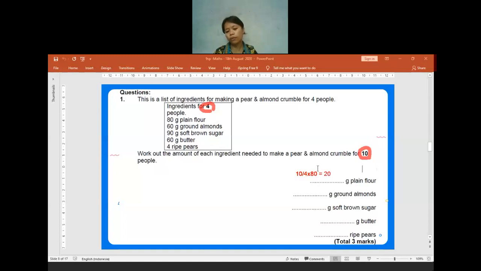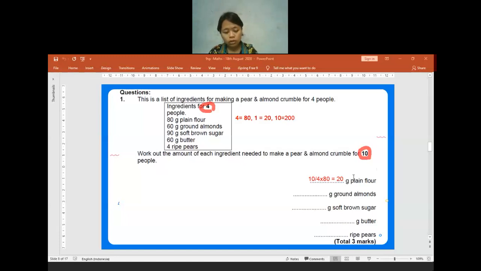Is there anyone who is confused? Or maybe you can use, for flour here, 4 will be equal to 80. So I need to find 1. 1 will be equal to 20. So later if there are 10 people, 10 people will be equal to, oops, sorry, did I make a wrong calculation? Yes, I did. How many will it be if 10? 200 gram. The 0 is missing.